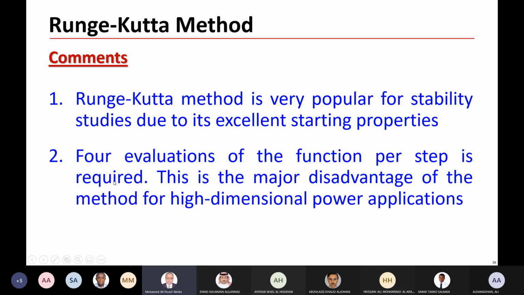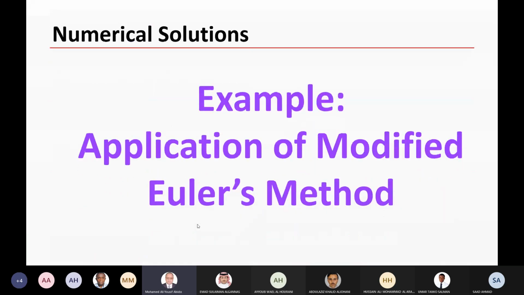It's very popular for stability studies. 4 evaluations of the function per step are required. This is the drawback, and this is the disadvantage. You need 4 calculations in order to get the function value at the end of the step.